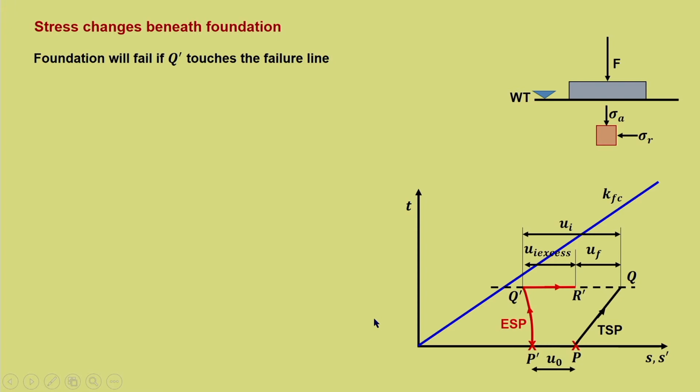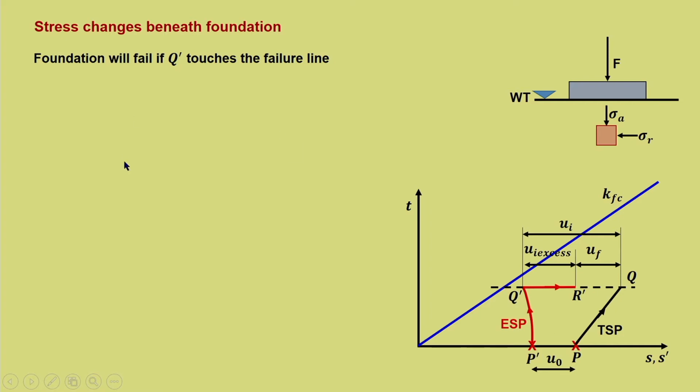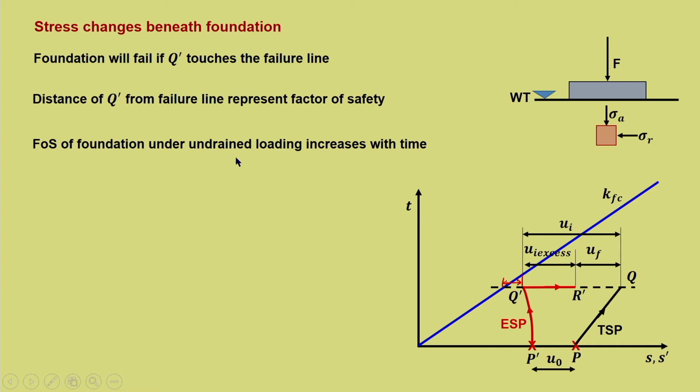In drained condition, the effective stress path and total stress path are both the same, and that slope will be at an inclination of 3. So, the distance of Q dash from the failure line represents the factor of safety, that is, it gives the margin by which this foundation is safe. So, the factor of safety of foundation under undrained loading increases with time, as you can see here. This distance goes on increasing. So, it is moving away, and hence the factor of safety increases with time.